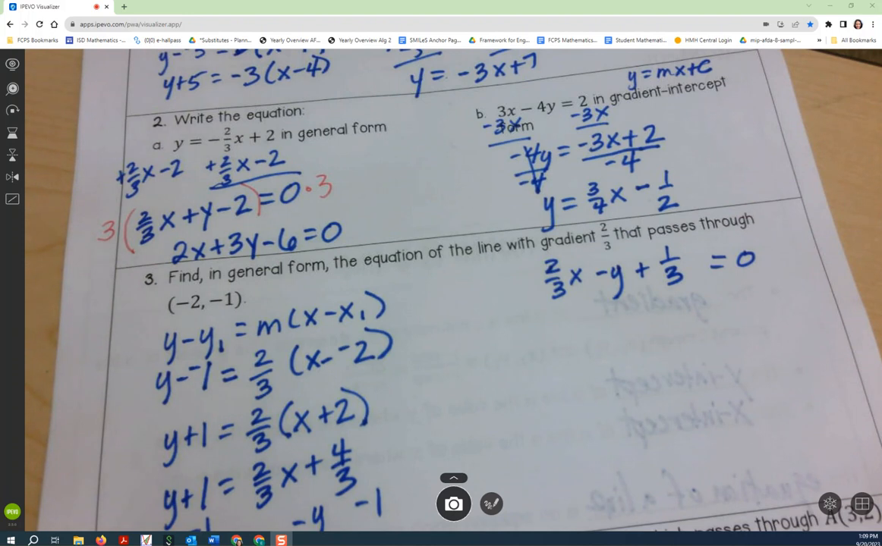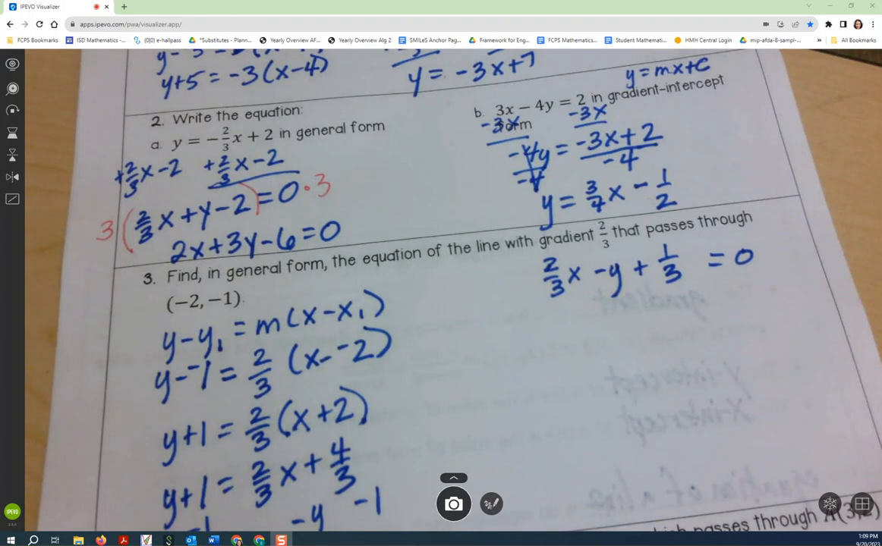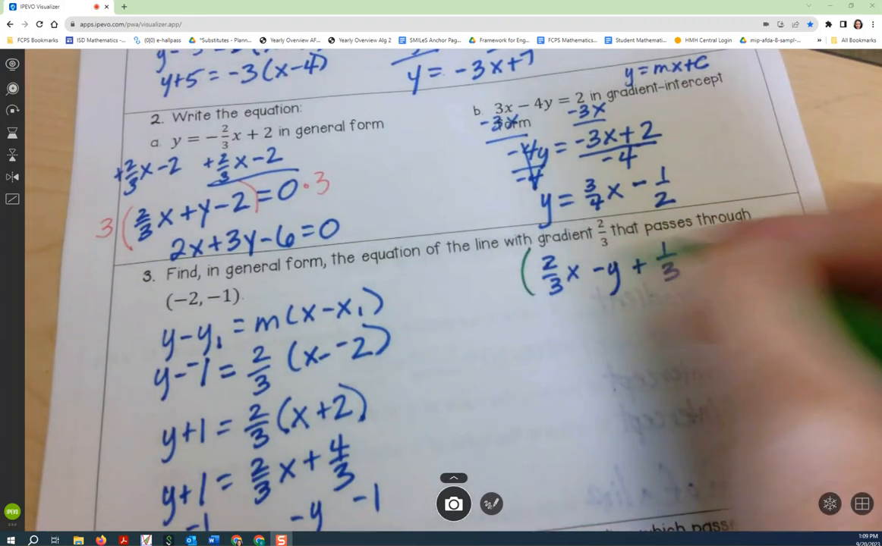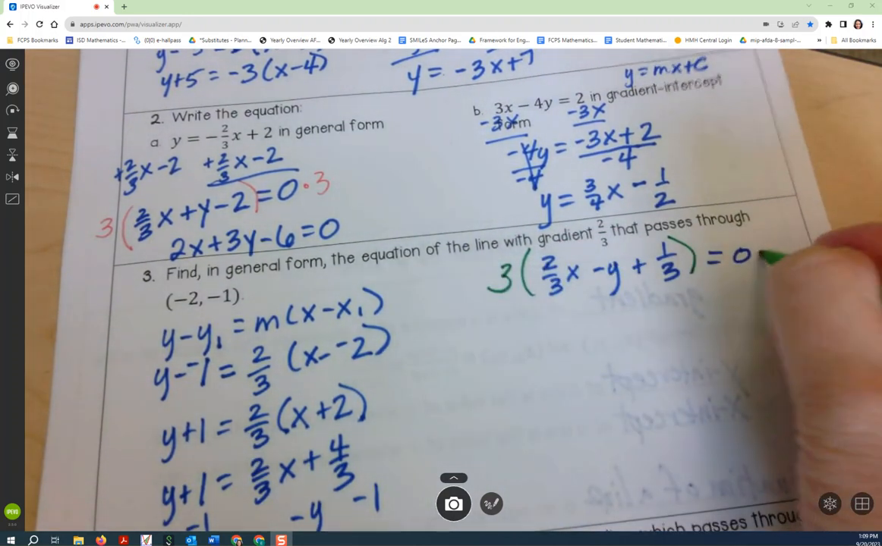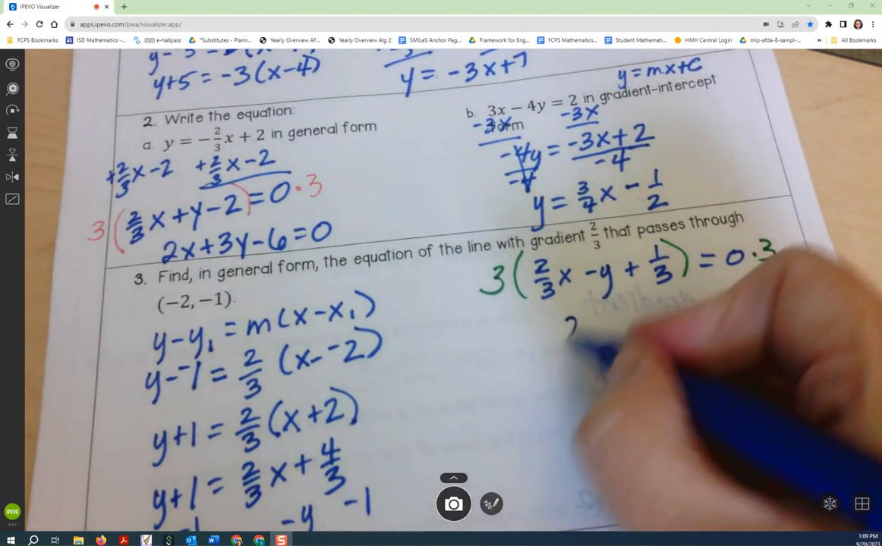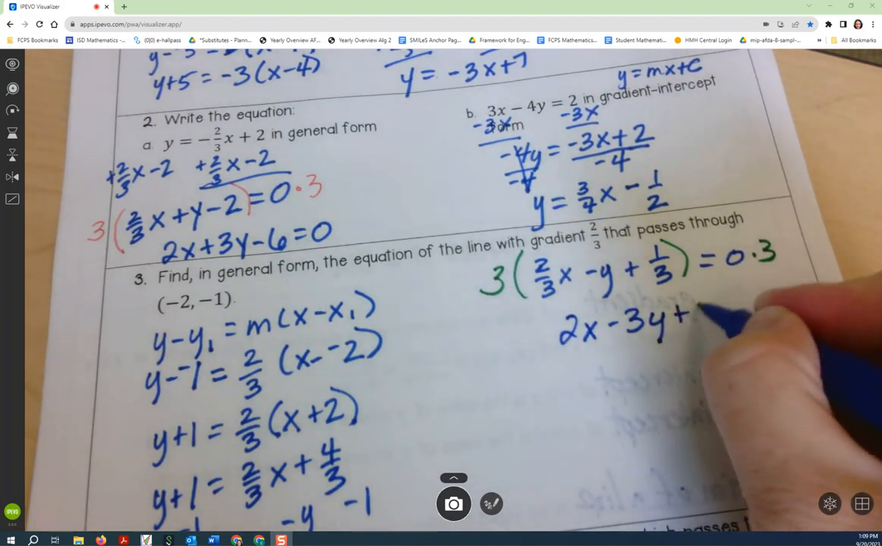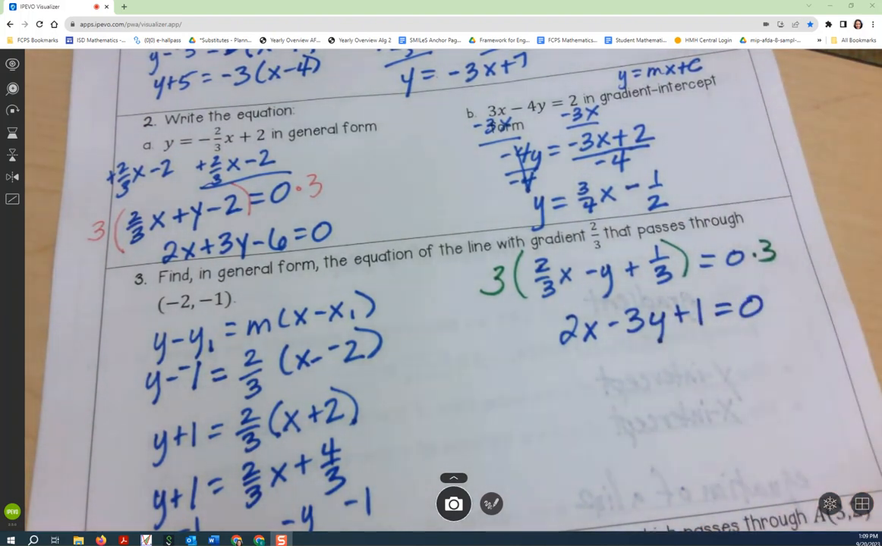And then I need to multiply everything by 3. So let me multiply both sides by 3. So I get 2x minus 3y plus 1 equals 0.